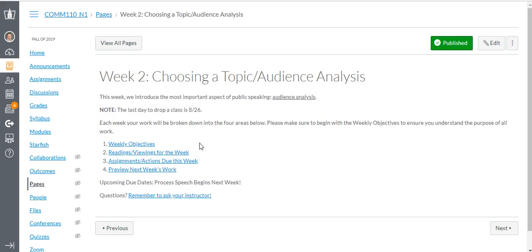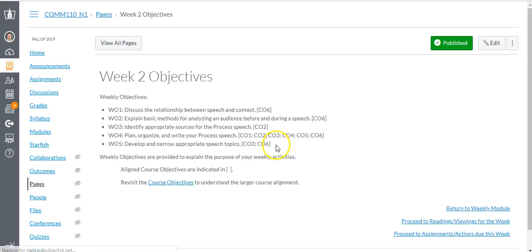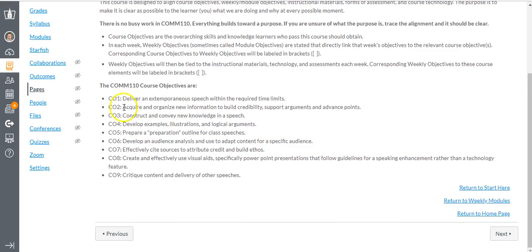In each one of the weekly modules, and I chose week 2 here from COM 110, this is the intro page that they're given for the module. You'll see that they're immediately presented with the weekly objectives. And each one of those weekly objectives, as you can see here, is tied to some course objectives that they can click right there too.